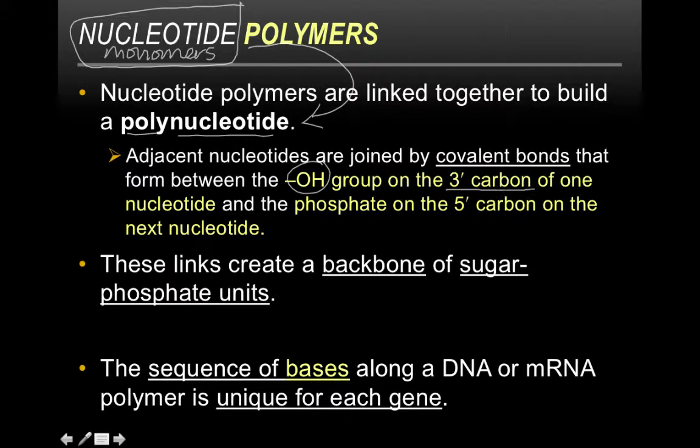the third carbon of the sugar, deoxyribose or ribose, interacts with the phosphate group on another nucleotide. Specifically, the phosphate is attached to the fifth carbon on the sugar, again, ribose or deoxyribose. We'll attempt to illustrate that on the next slide.